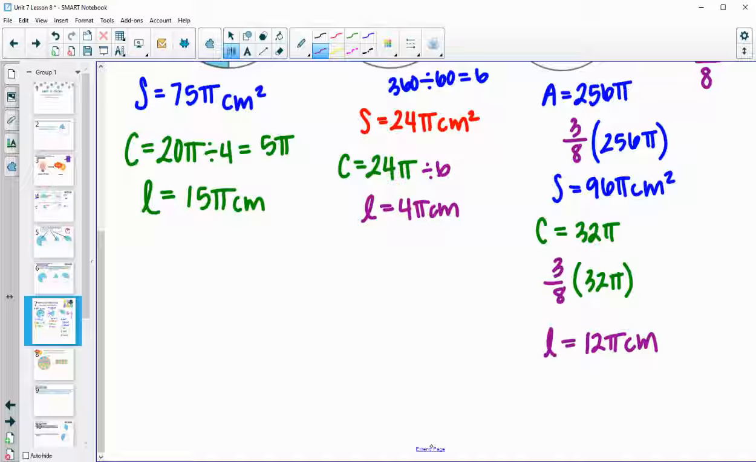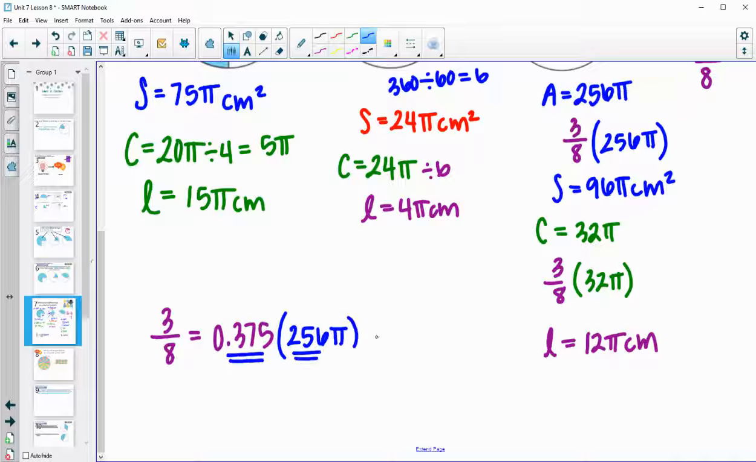You also could look at this fraction as a percent. So if we do 3 divided by 8, that's 0.375 or 37.5% of the circle. And then you could have multiplied, which is kind of what you probably did in your calculator, that decimal times the 256, and that would get you the 96 pi as well, if we're looking at the sector area again. And then you could have done that times the circumference as well.